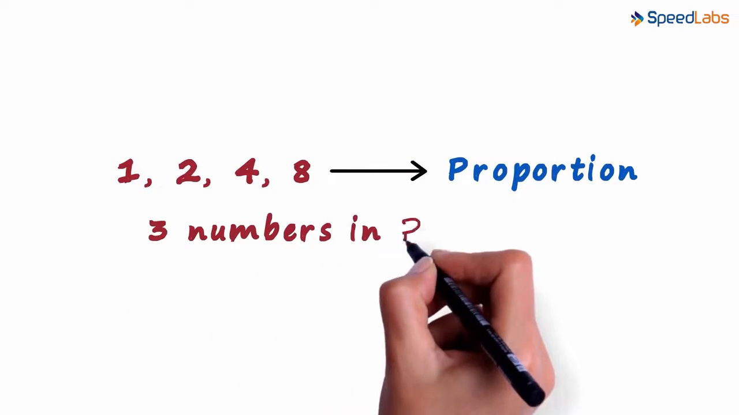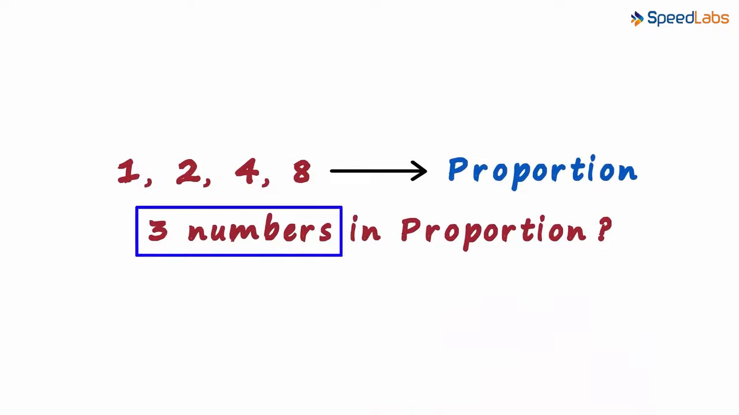But can 3 numbers be in proportion? 3 numbers? Intuitively, you would say no, because for 2 ratios, we need 4 terms. Interesting. Now look at this example.